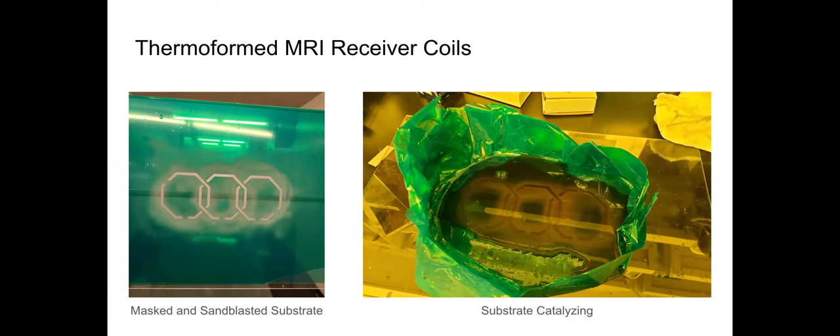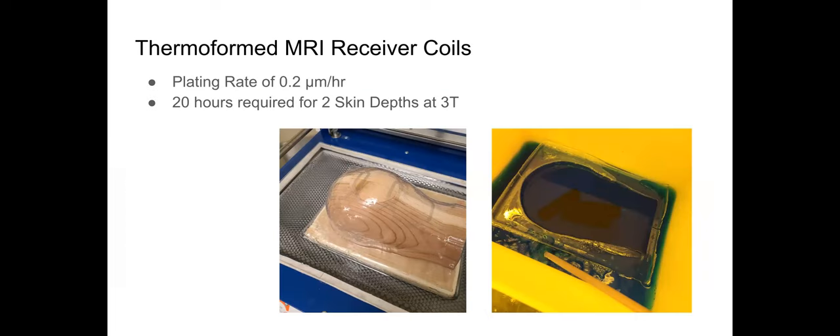And after the surface is catalyzed, we form the substrate over the mold and leave it overnight in the plating bath. And to ensure that it has enough copper deposited, we leave it in the bath for 20 hours. And this gives us a few skin depths at the frequency of interest. In this case, 128 for 3T.